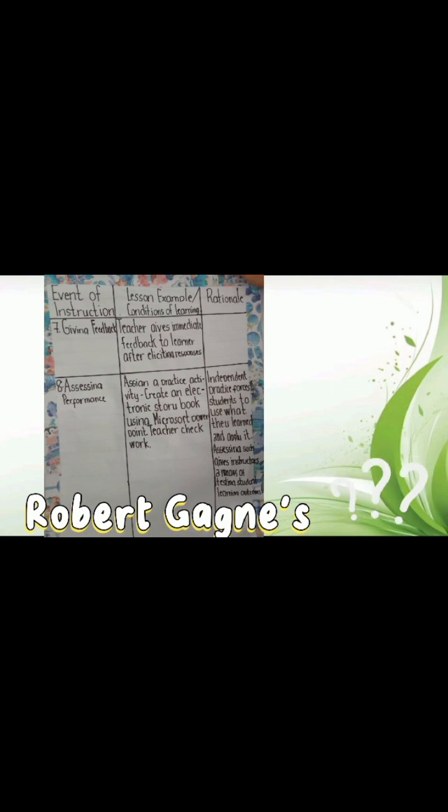Okay, so let's move on to the next event, which is number 7, giving feedback. So when we say giving feedback, the teacher gives an assigned task to the students. Then after the students complete the task, the teacher will give immediate feedback such as praises, corrections, and suggestions. The purpose for this is to help the students understand what they did right or wrong for them to learn and to adjust.